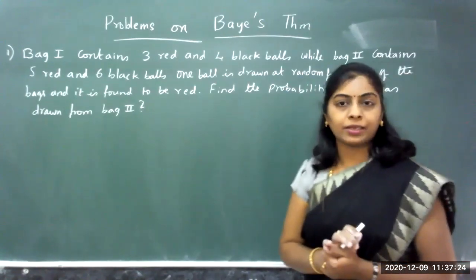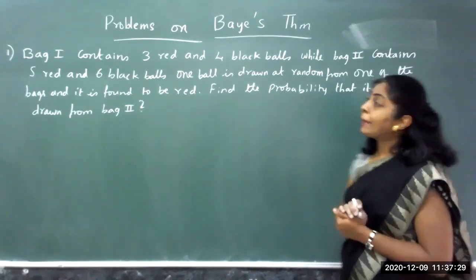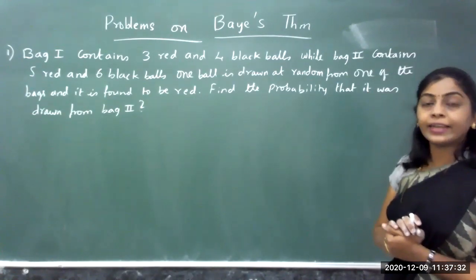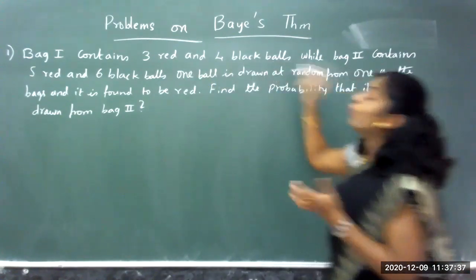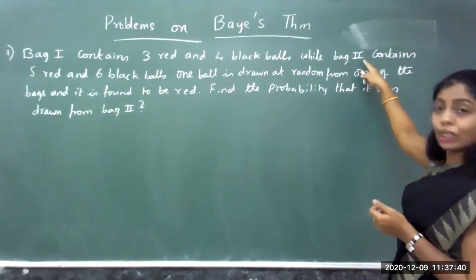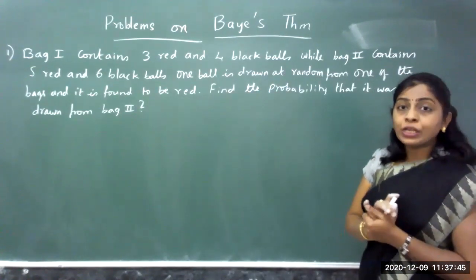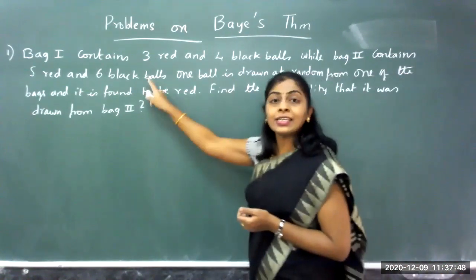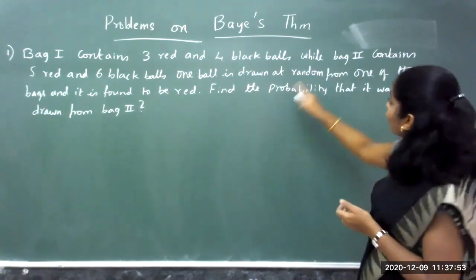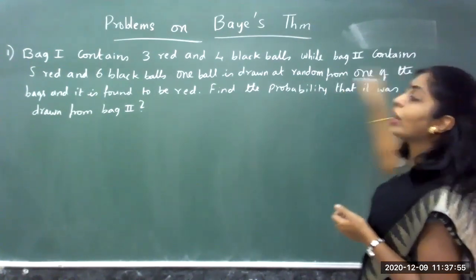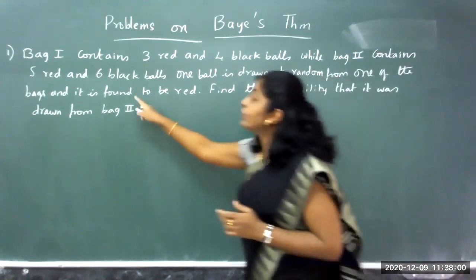Problems on Bayes' theorem. The first problem is: bag 1 contains 3 red and 4 black balls, while bag 2 contains 5 red and 6 black balls. One ball is drawn at random from one of the bags, and it is found to be red.